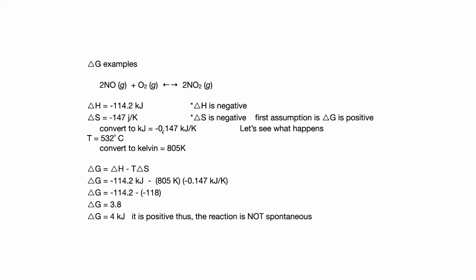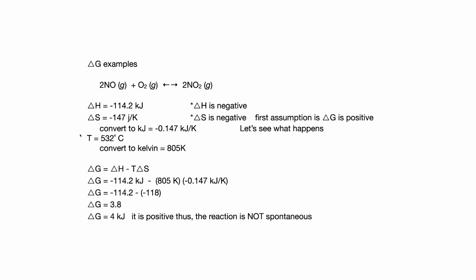So that's negative 0.147 kilojoules per Kelvin for entropy. Now, our enthalpy, delta H, is showing negative. Our delta S, the entropy, is also showing negative. So based on what we were talking about earlier, the first assumption is that our Gibbs free energy is going to be positive. Let's see what happens.